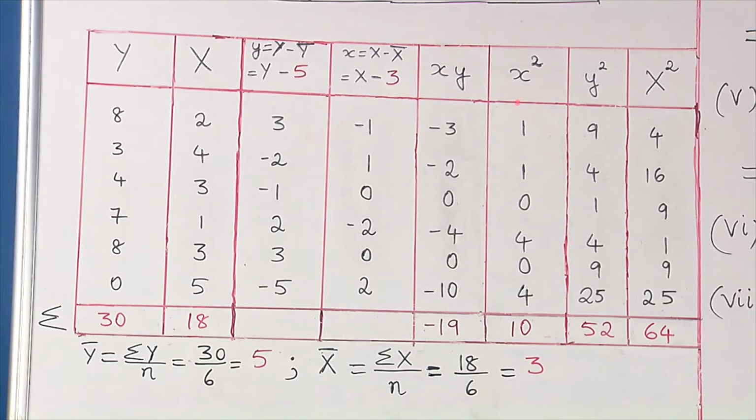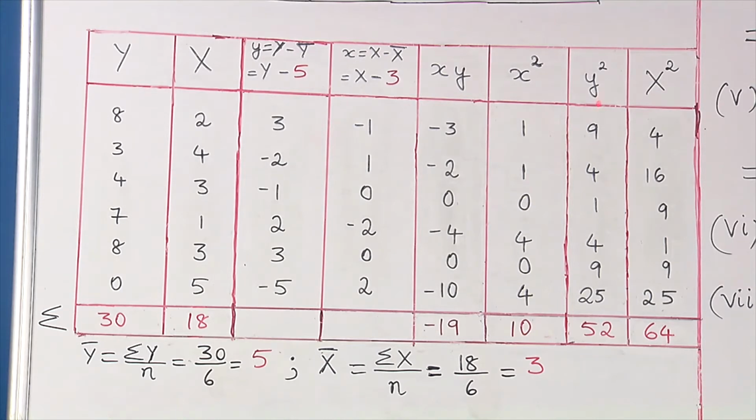Let us get to the next column. It is small x square. So, here we take the value x and square it. Remember this is small x. So, minus 1 into minus 1 gives us 1, 1 into 1 is 1, 0 into 0 is 0, minus 2 into minus 2 is 4, 0 into 0 is 0, and 2 into 2 is 4. Sum it all up and the total is 10.